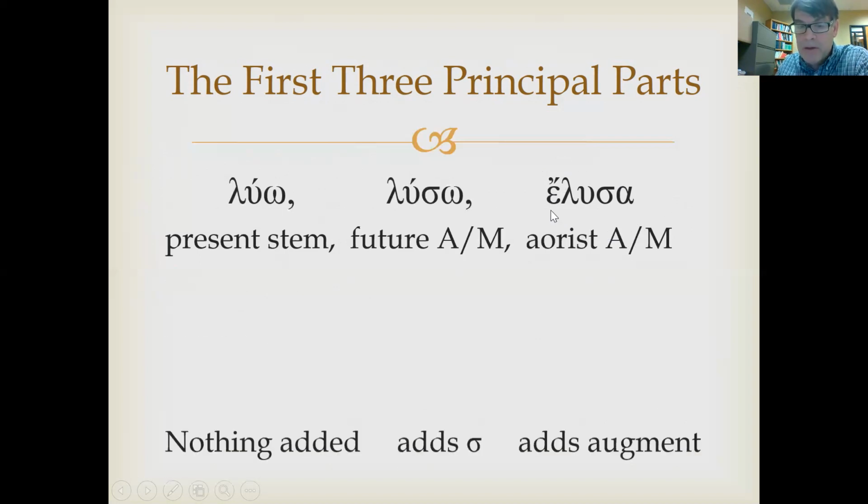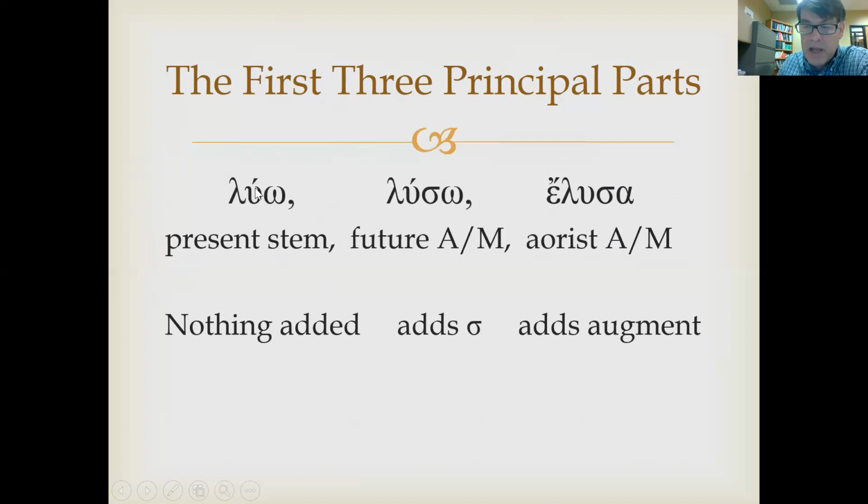Okay, that's the beginning of the song. So the first principal part is the present stem, tells you how to recognize the present tense. The second principal part tells you how to recognize the future active and middle, because remember the future passive does something with a theta eta. We'll see that in a second. Then the aorist active and middle has the sigma alpha and an augment. Okay? So nothing added to the present stem. The future adds a sigma. The aorist adds an augment and a sigma alpha. So if you know these first three principal parts, then you know how to recognize the present, the future, and the aorist, at least in their active and middle forms.